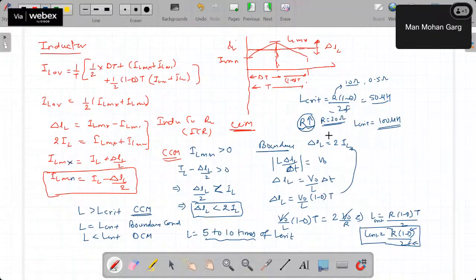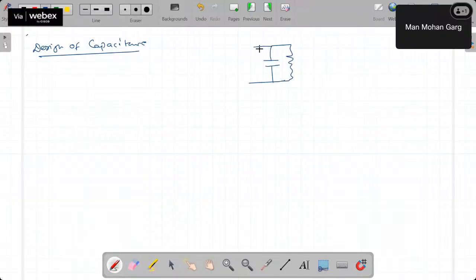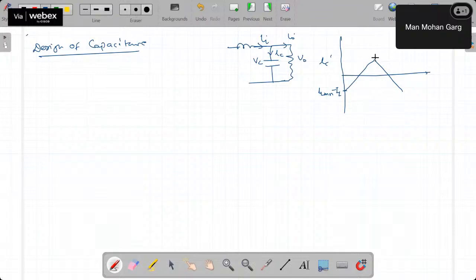Design of capacitance. So this was our circuit. This was the inductor current, this was the capacitor current, and this is the load current. Whatever voltage is appearing across the load is the same as the voltage across the capacitor. This is our capacitor current, which is IL minimum minus IL. This is IL maximum minus IL minimum. From here to here is the DT period, from here to here is the 1 minus D T period. This is DT by 2, and from this to this is T by 2.